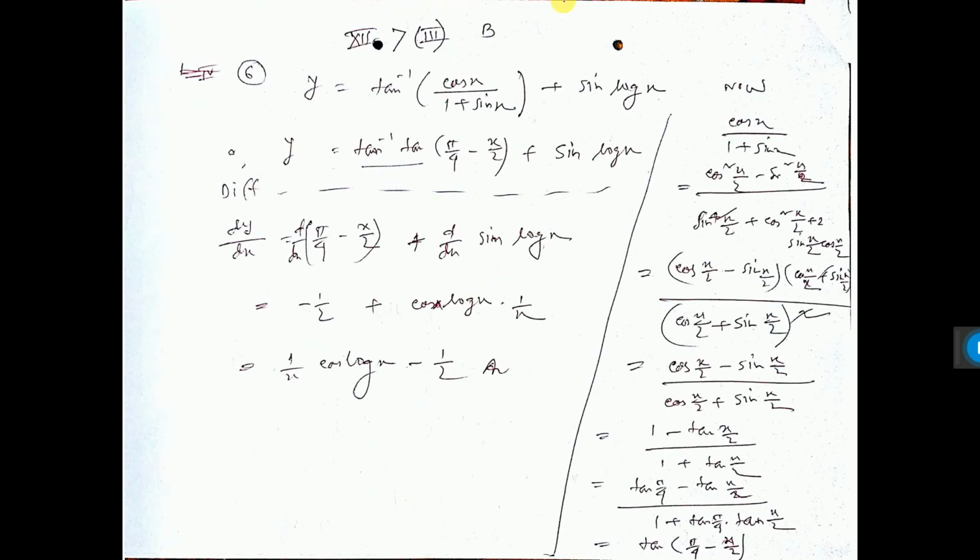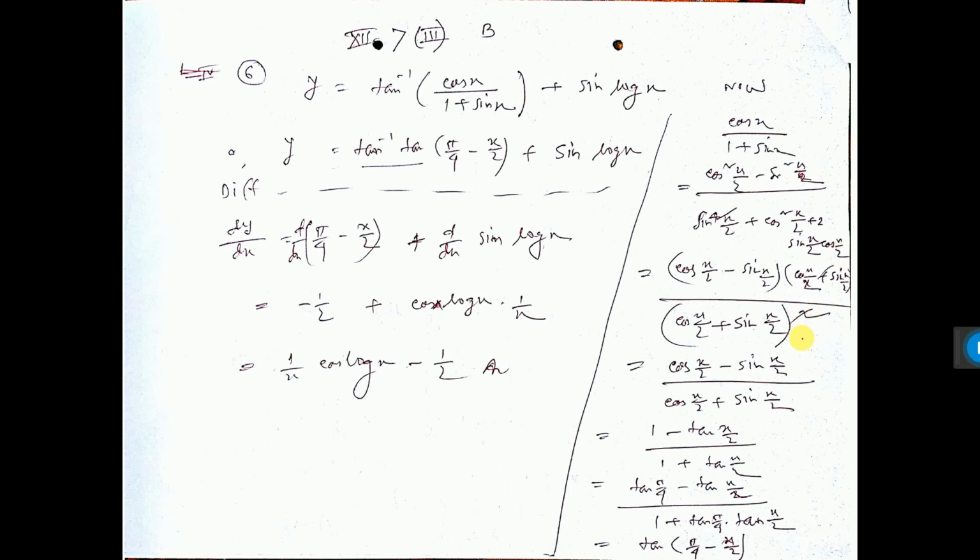Now see, y equals tan inverse of this plus sin log x. See, cos x by 1 plus sin x, I am doing. Cos x means cos square x by 2 minus sin square x by 2. This is the submultiple angle formula. In 1 plus sin x, 1 you can write as sin square x by 2 plus cos square x by 2, and sin x you can write as 2 sin x by 2 cos x by 2. So the denominator will be sin x by 2 plus cos x by 2 whole square, and the numerator is the a square minus b square formula, a plus b into a minus b.